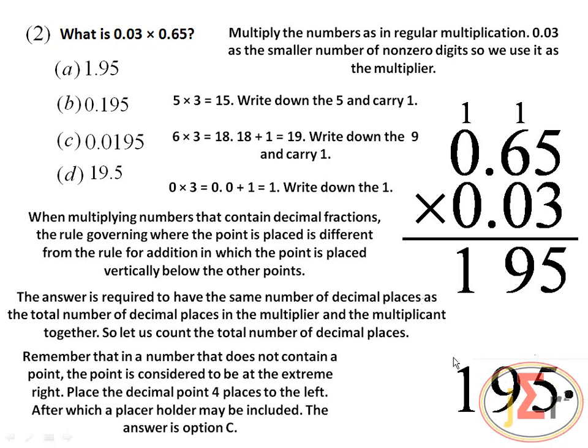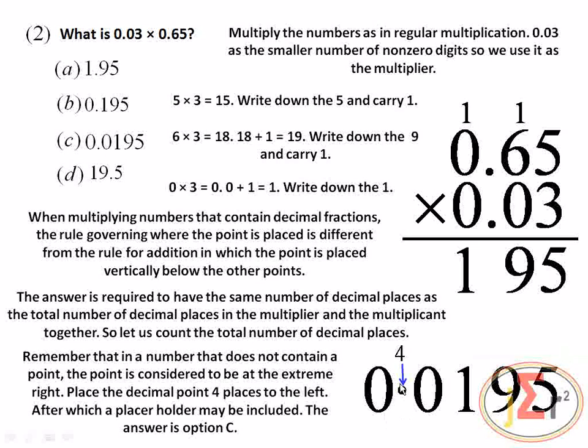Do not forget now that we have 1, 2, 3 places of decimal right here. But our answer requires 4 places of decimal. Therefore, we will have to include a 0 as a placeholder in order that we can complete the total number of decimal places. 2, 3. We put our placeholder in 0, and that is where our point will be.